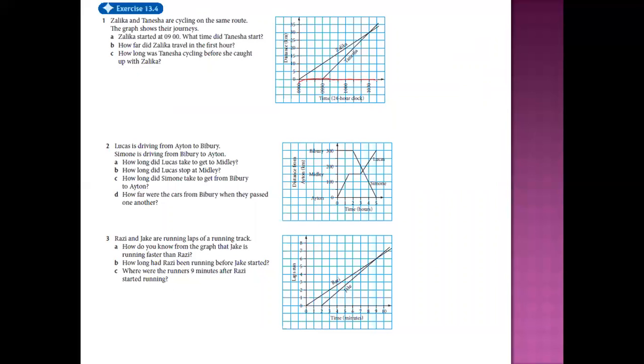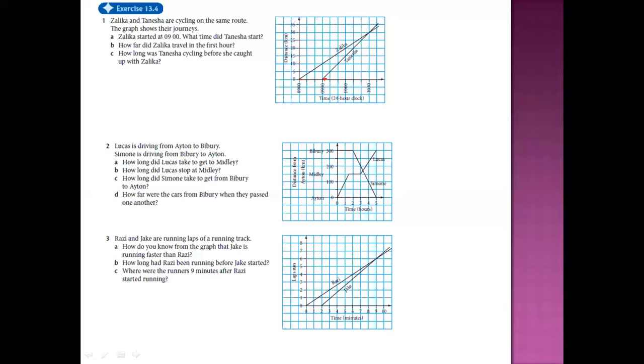So the x-axis, our horizontal line, is time, as you see here, on a 24-hour clock, and distance is our y-axis. So the graph shows their journeys, and Zalika started at 9 o'clock in the morning. And what time did Tanisha start? Zalika started at 9 o'clock, and Tanisha started 30 minutes after Zalika. So Tanisha started at 9:30.